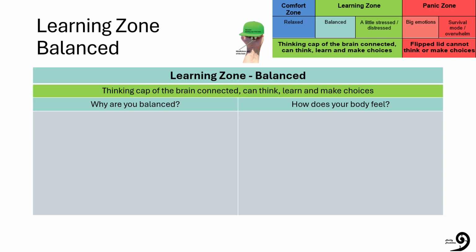Before starting to complete this table, the class or group could listen to some music or a story so that their brains are engaged in the learning zone. Ask the students why they are feeling balanced and how their body feels. They can draw or write or glue pictures into each of the two boxes.